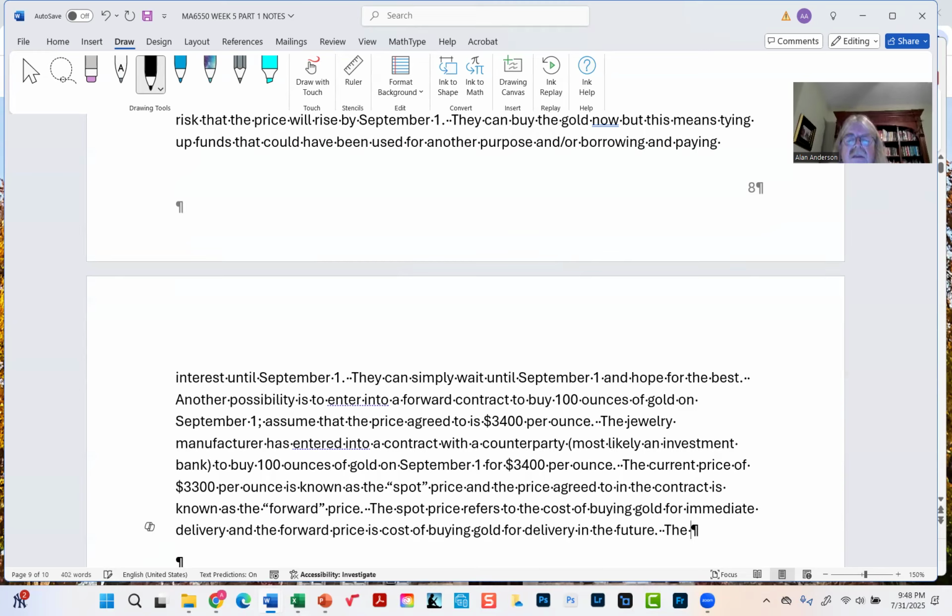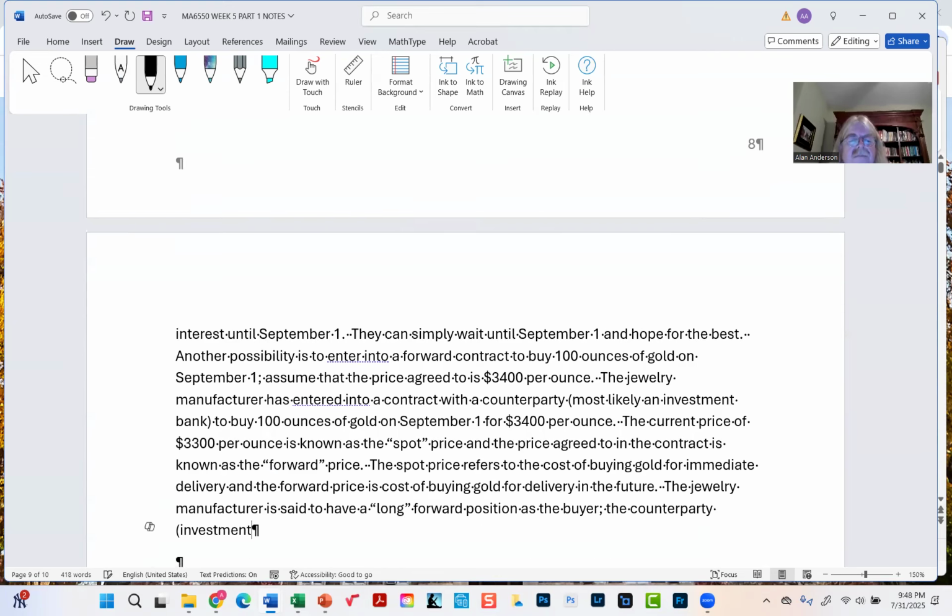The jewelry manufacturer is said to have a long forward position as the buyer. The counterparty, the investment bank, is said to have a short forward position as the seller.